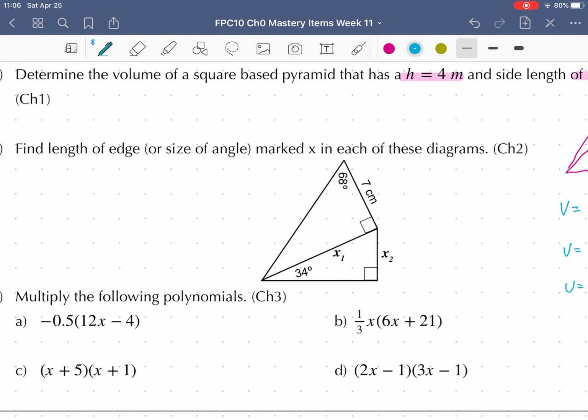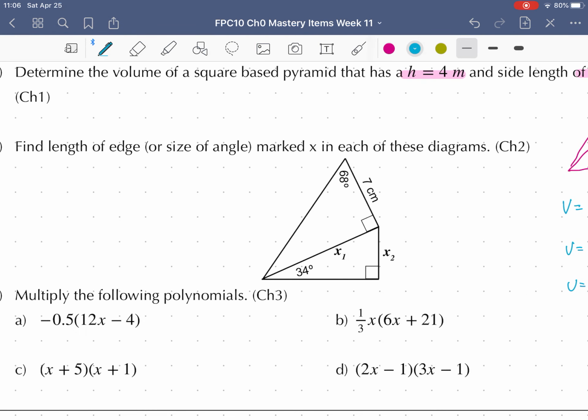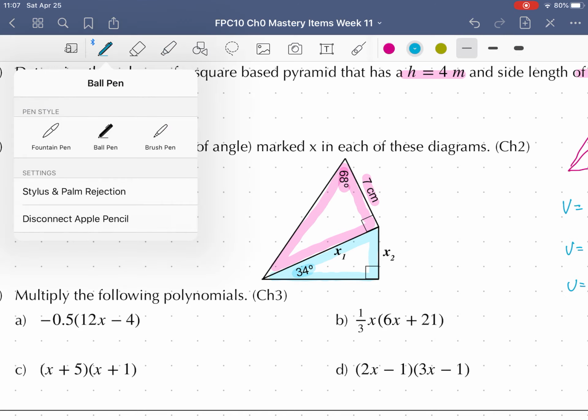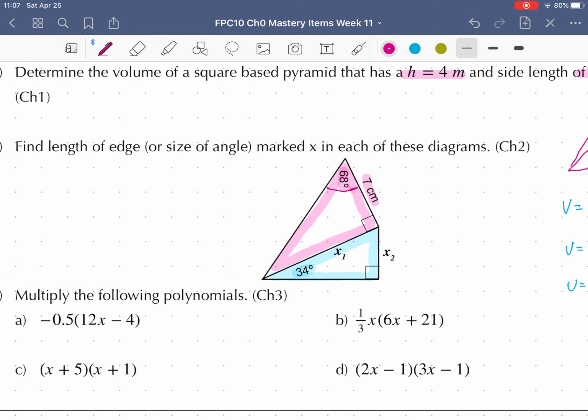Question number 2. Find the length of each side or size of angle marked X in each of these diagrams. All right, let's take a look at our two triangles. Our first triangle looks like this. Now, in this first triangle, we have two pieces of information. That's good. If we have 2 pieces of information, we can find out the rest of the triangle. Our second triangle right here only has 1 piece of known information, so we can't deal with that triangle until we've dealt with the pink one first. So let's take a look at the pink one.